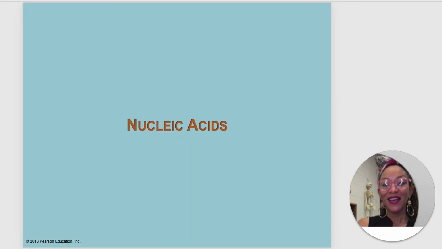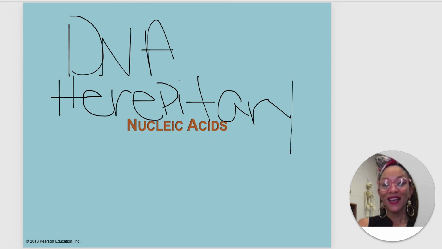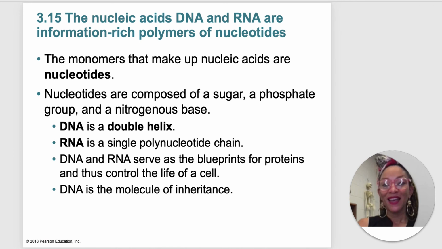All right, so the last type of macromolecule we'll talk about today is nucleic acids. Something you've probably all heard about is DNA. DNA contains our hereditary material, passed down from parents to offspring. Besides just DNA, we also have something called RNA. So DNA and RNA are our main types of nucleic acids.